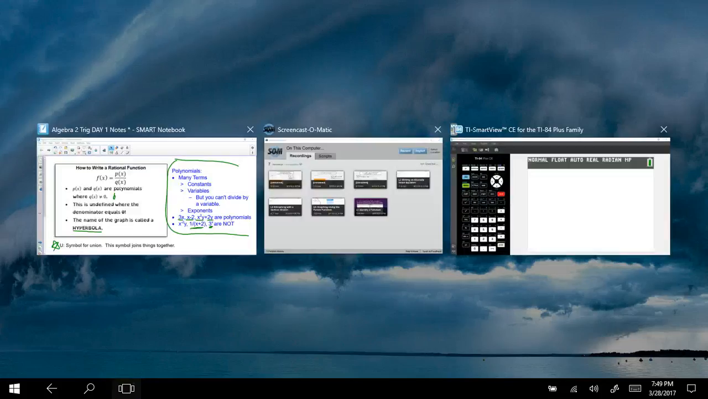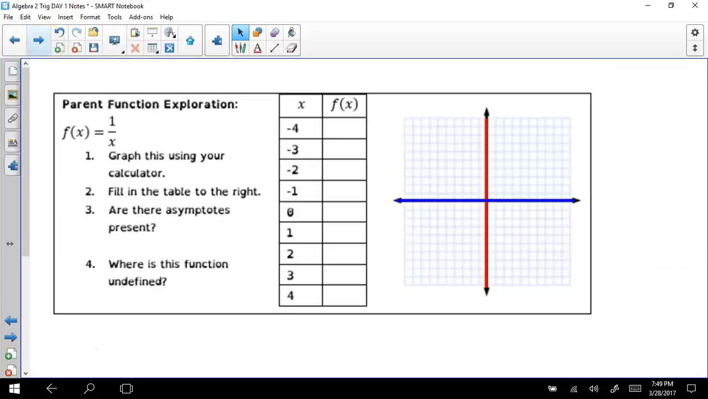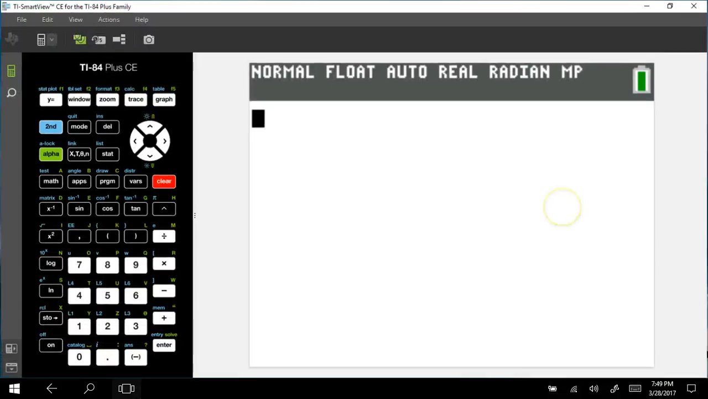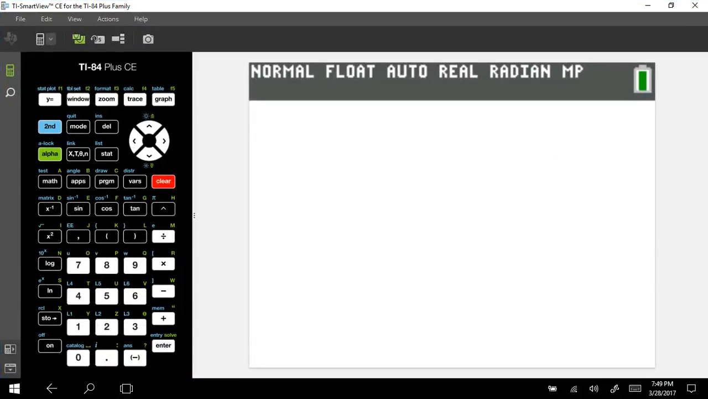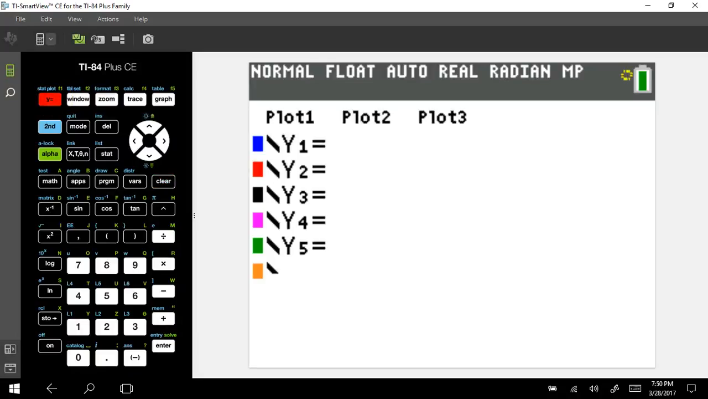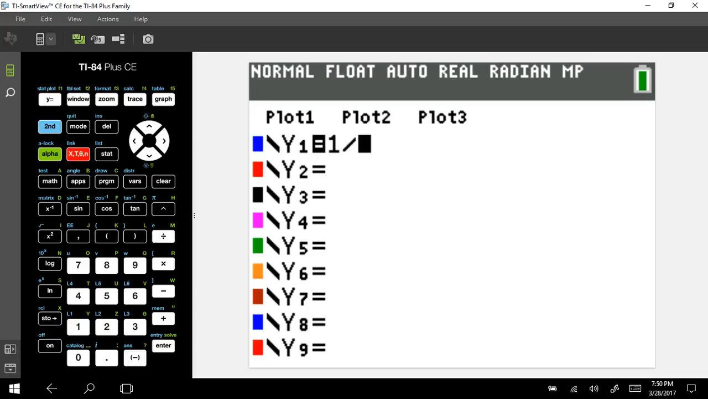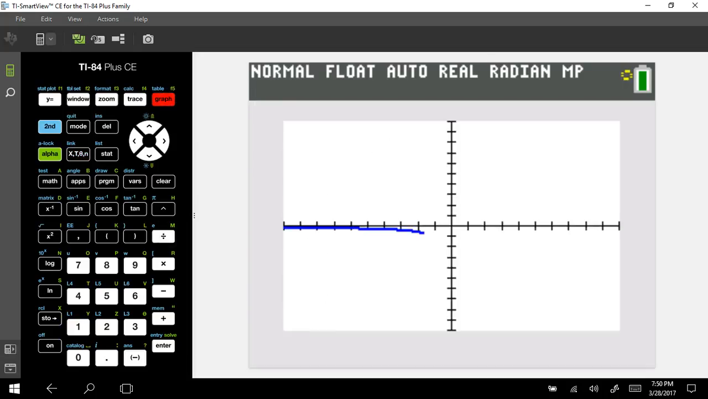What we want to do for your first example is really just take a look at the parent function in the graphing calculator. So I'm going to go ahead and bring up a graphing calculator. Alright, so there's your TI-84. So we're going to go to y equals. And basically what we're going to do is just do 1 divided by x and graph it just to see what this puppy looks like. Oh, there you go. Alright, so you got some curvature going here, other curvature going there.